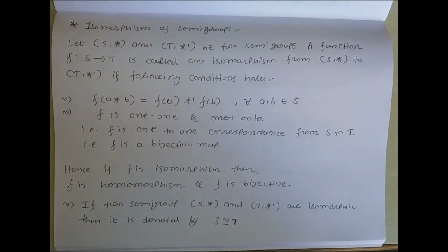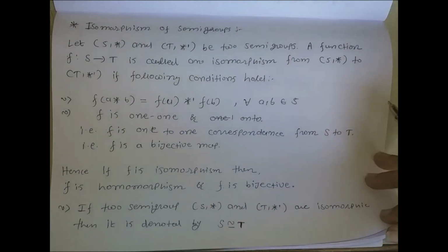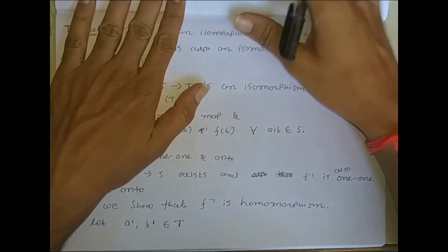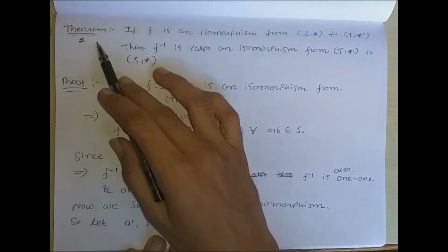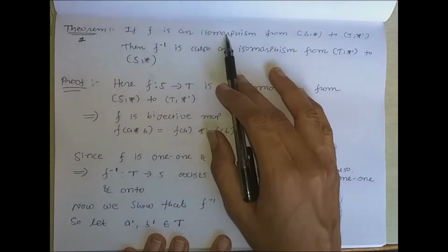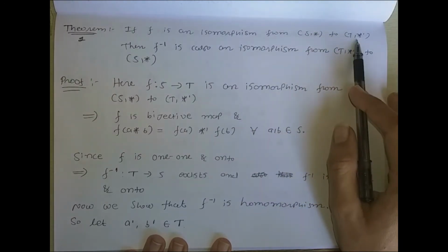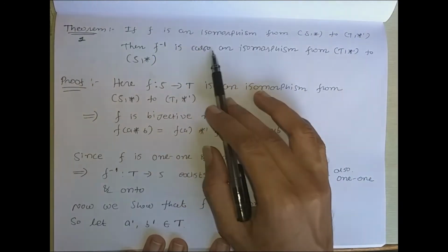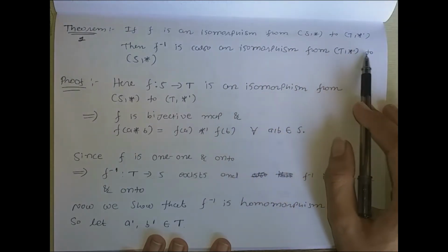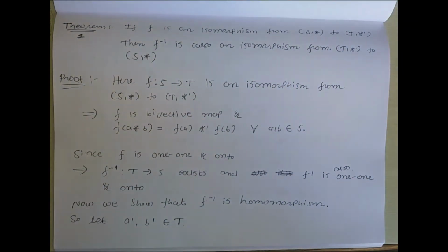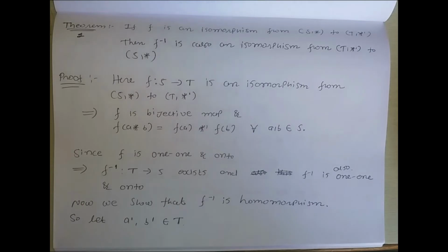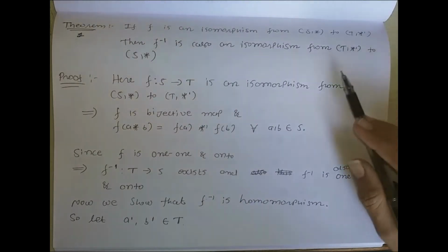So this is the simple definition of isomorphism. Now next, theorem number 1. If f is an isomorphism from (S, *) to (T, *'), these two being semigroups, then f inverse is also an isomorphism from (T, *') to (S, *). What we want to prove: f is an isomorphism given from (S, *) to (T, *'). Now our aim is to show that f inverse is also an isomorphism from (T, *') to (S, *).